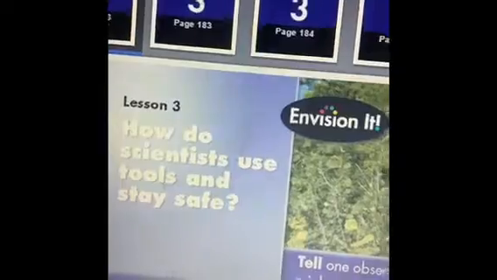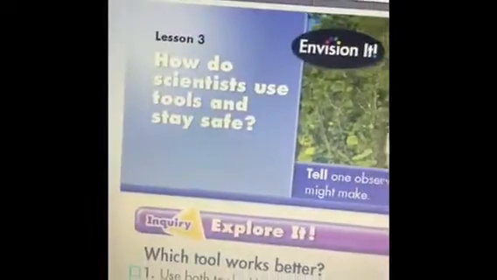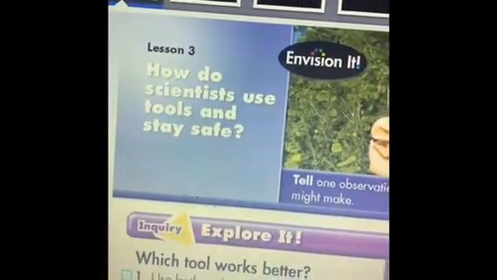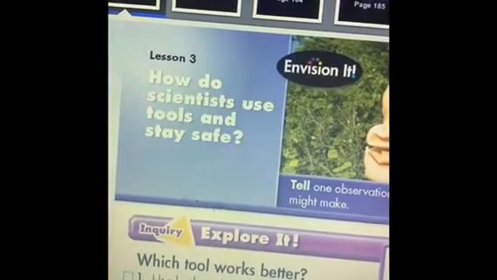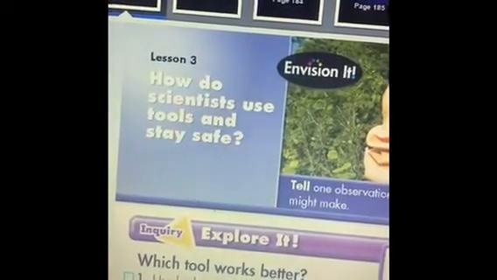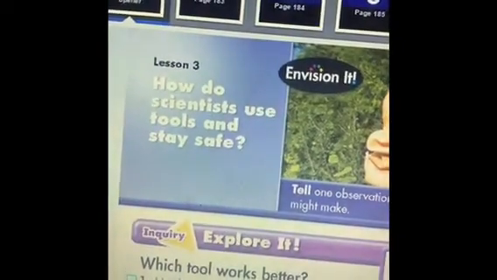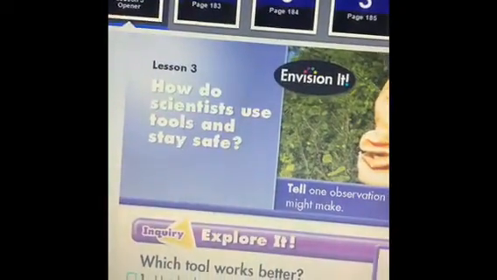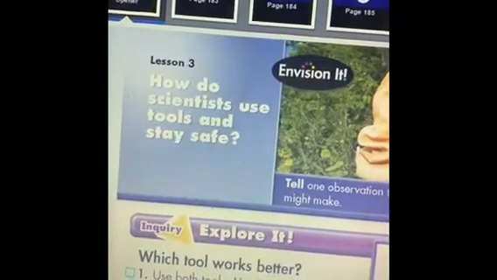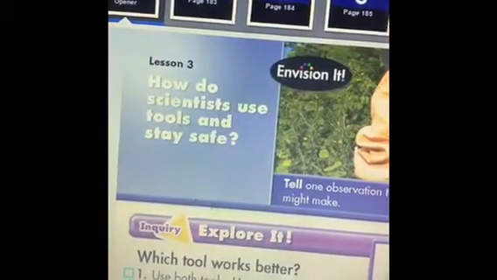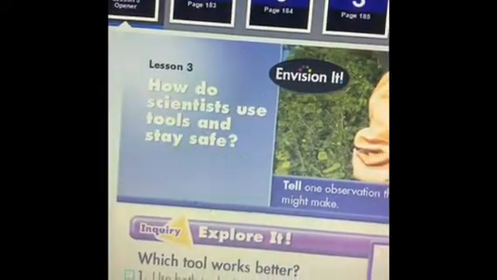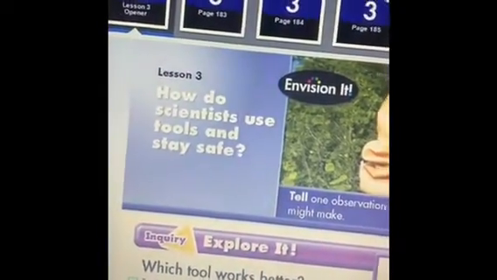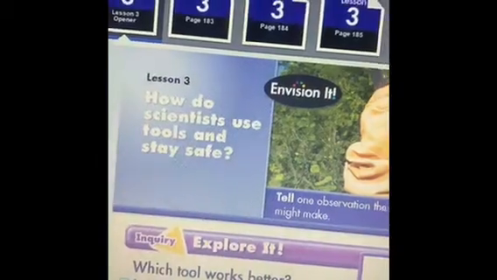Page 183. Okay, so tools make the scientists' work easier. Scientists use many different kinds of tools to do their work because tools make their work easier. Okay, what is a tool? A tool is something that is used to do work.